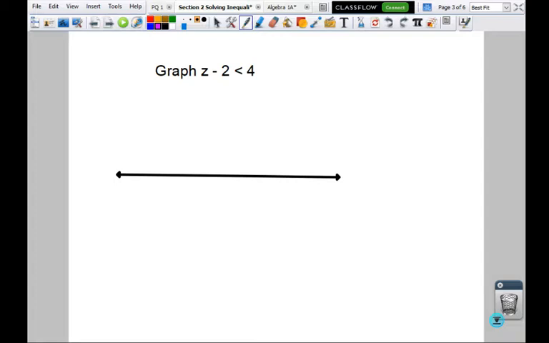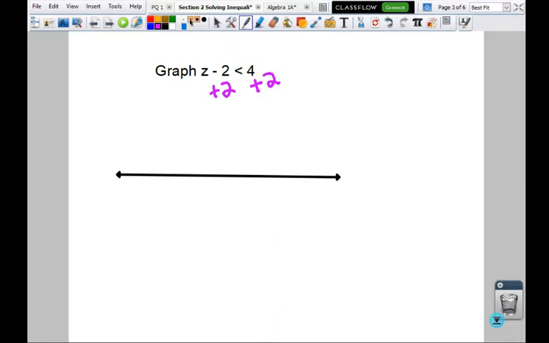So we're gonna do the same thing. I'm gonna graph z minus 2 is less than 4. So, just like before, I need to get the z by itself before I can do anything. So Keith, how am I gonna get this z by itself? You do plus 2. Yeah, we gotta do the opposite, which is plus 2. So we're gonna get rid of the minus 2 by doing plus 2 on both sides.